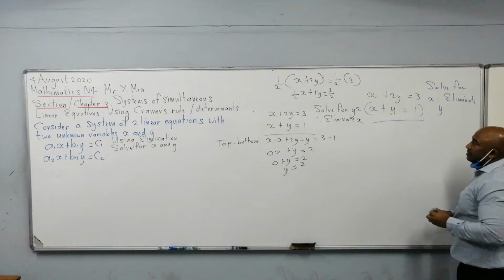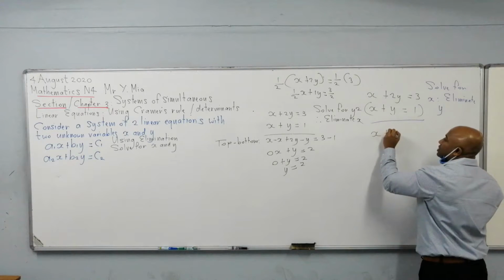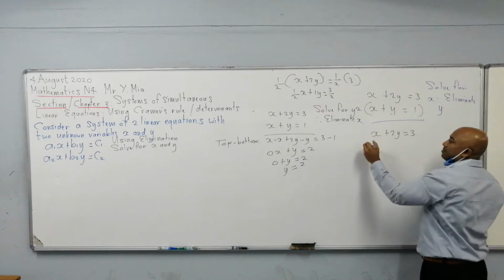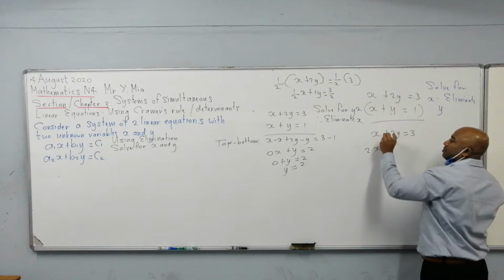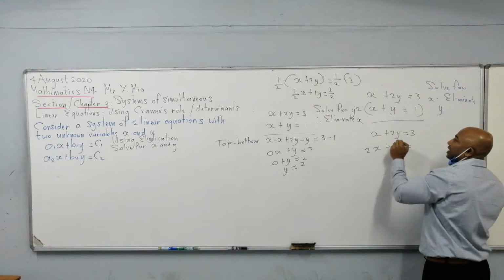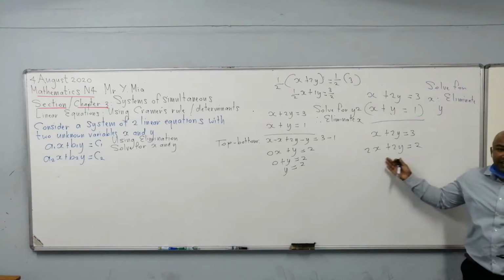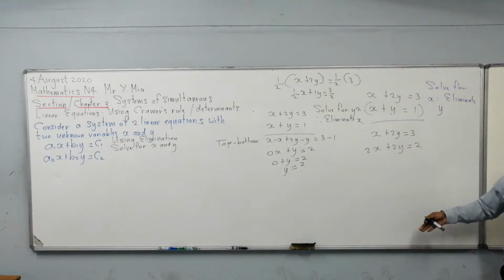So what will happen now? So I've got my x plus 2y is equal to 3. That is my top equation. Bottom: 2 times x is 2x, 2 times y is 2y. And don't forget the right hand side, 2 times 1 is 2. So now there's no fractions there. It's easier to do the subtraction.